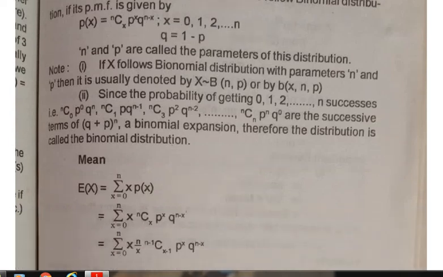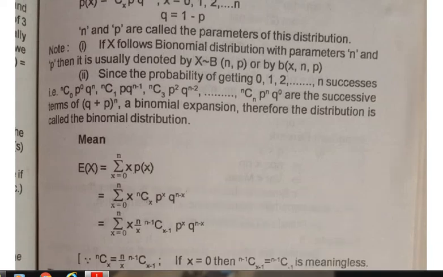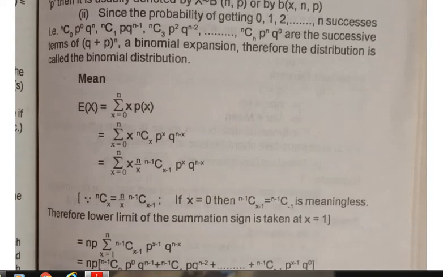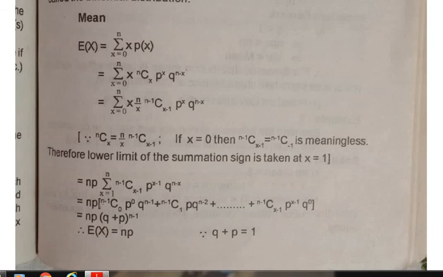Therefore, the expectation of x for the binomial distribution will be the summation of x into p(x), and p(x) is nCx p to the power x into q to the power n minus x. After calculating, in the last step we get expectation of x equals np into (q plus p) whole power n minus 1. And we know that p plus q is always 1. Therefore, the expectation of x will be n into p. Therefore, we say that the expectation of a binomial distribution is np.